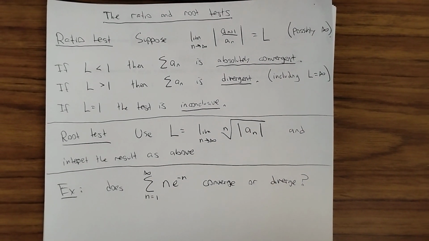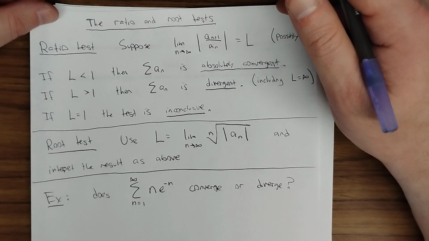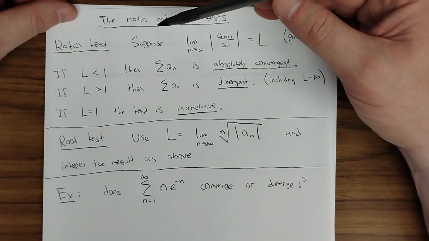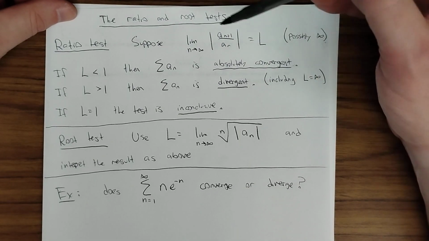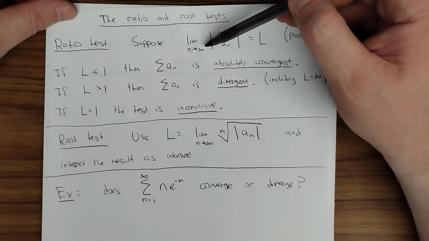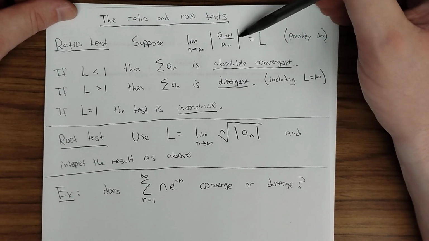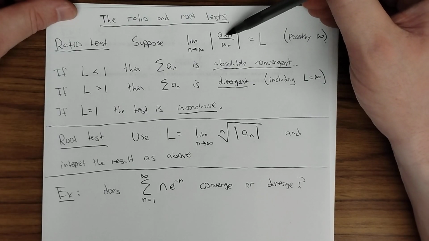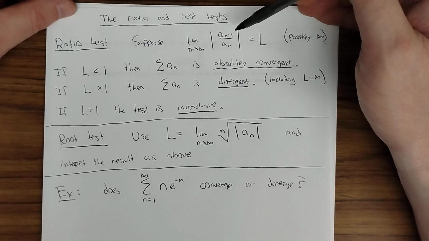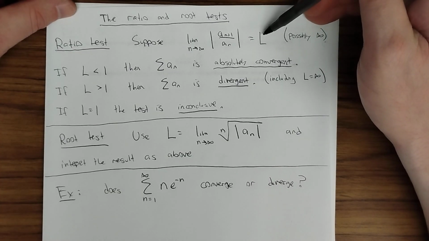Let's learn about the ratio and root tests. So it's two tests, so let me go through them real quick. For the ratio test, we have this number that we're going to call L, and it's the limit as n goes to infinity of the absolute value of a sub n plus 1 over a sub n. And if that limit exists, we're going to call it L.